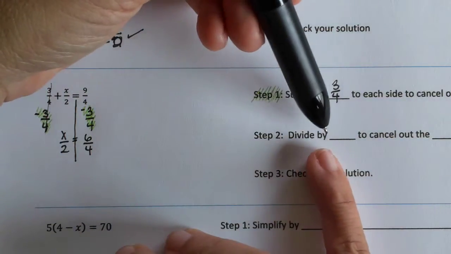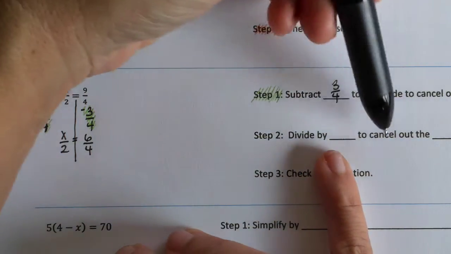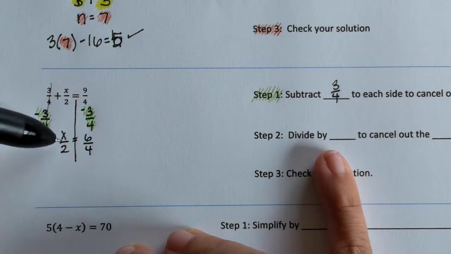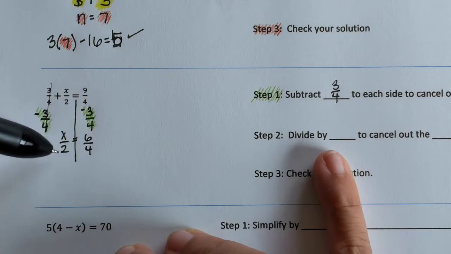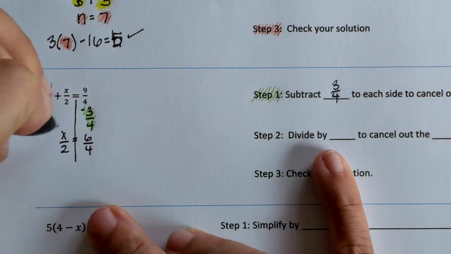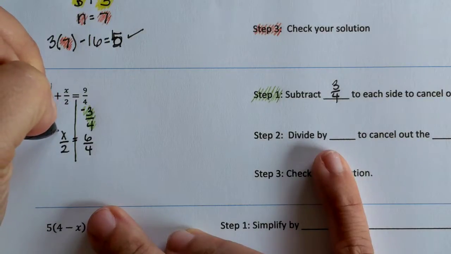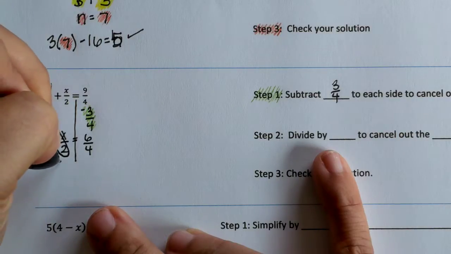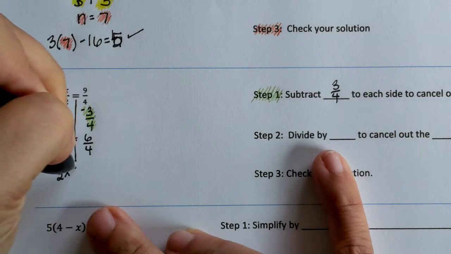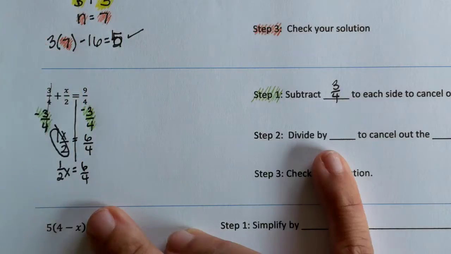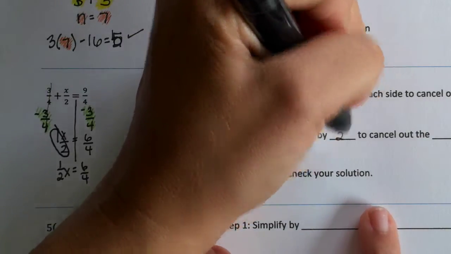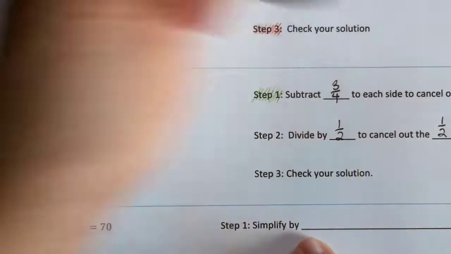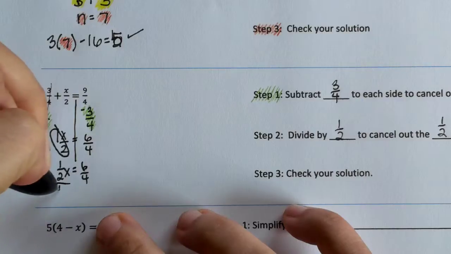Step 2 says divide by what to cancel out the what? Well, I need to divide by, what is this? This is already a divide by. And so what number goes up here with the x is an invisible 1. Right here. That's 1/2. So I can rewrite this as 1/2 x equals 6/4 because that looks a little more comfortable. And so when I say divide by, then we're going to divide by 1/2 to cancel out the 1/2 of an x. So we're going to divide by 1/2.